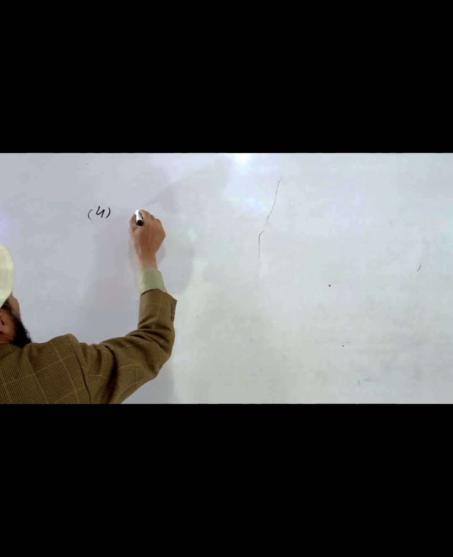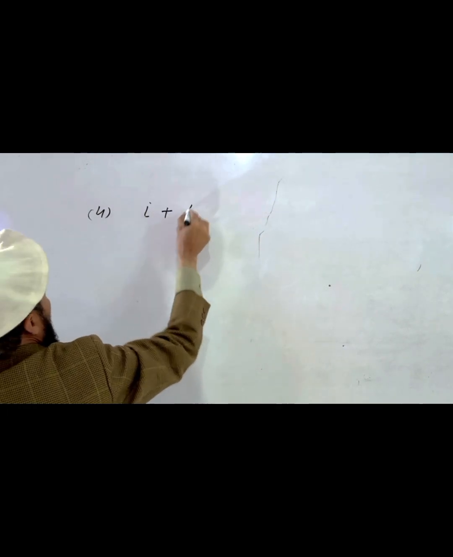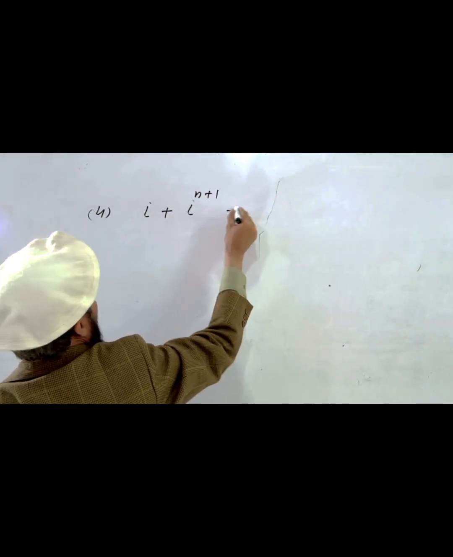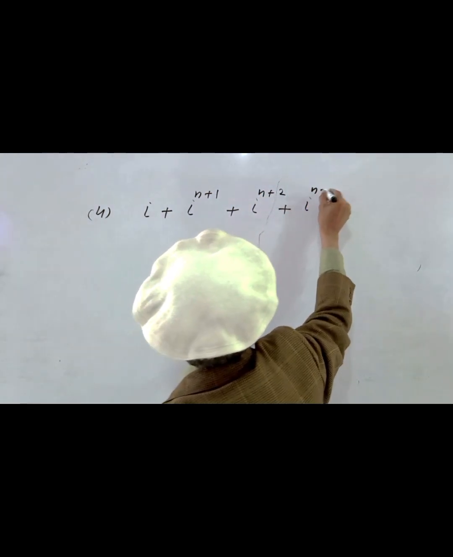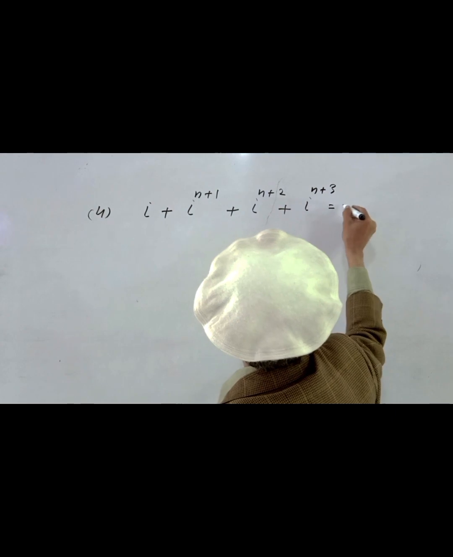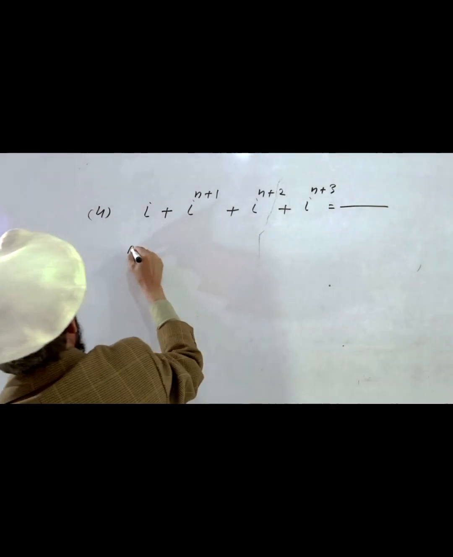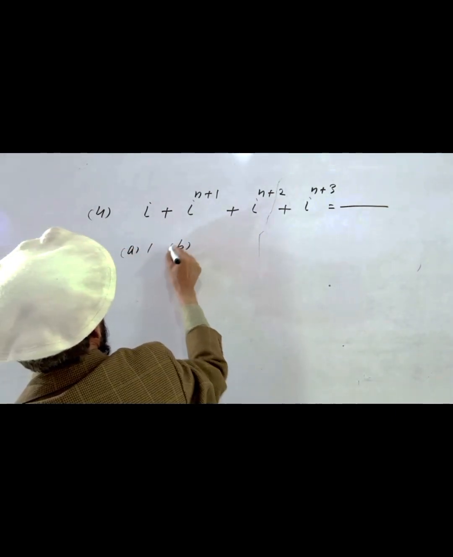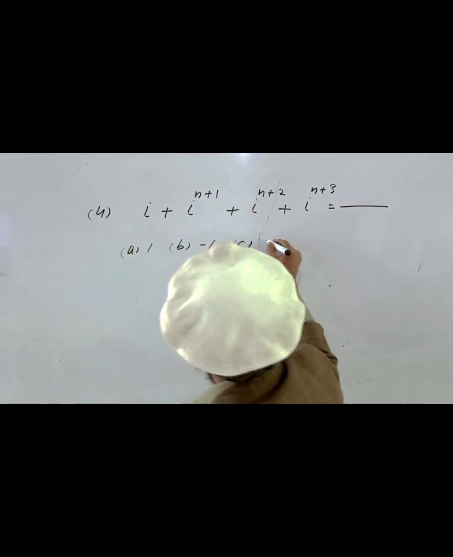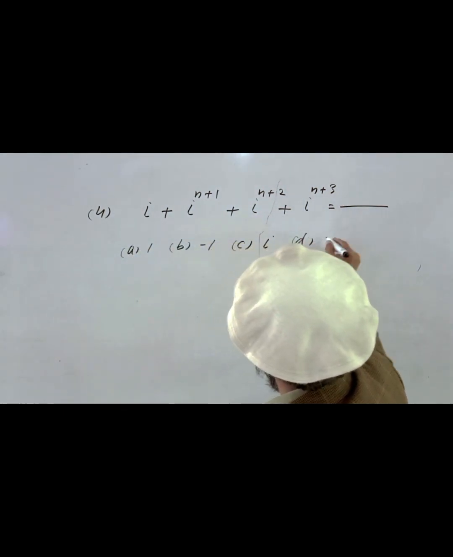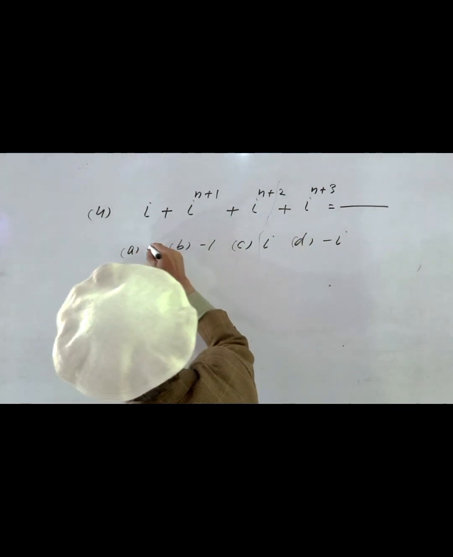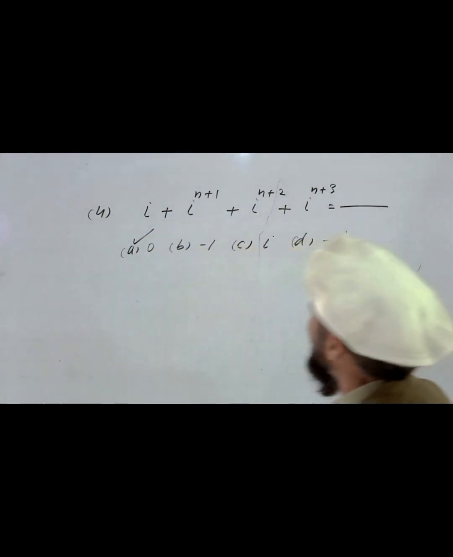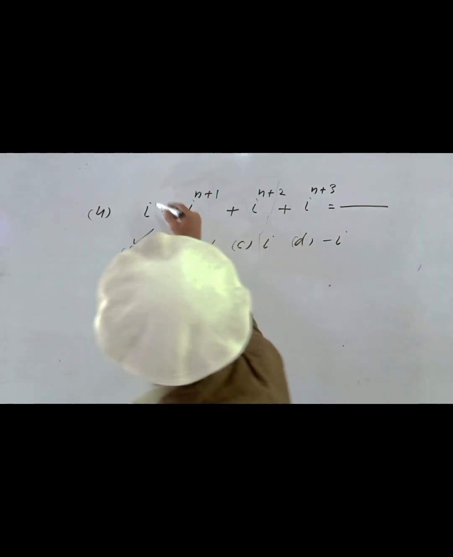Next question. If we write iota power n plus 1 plus iota power n plus 2 plus iota power n plus 3, what will the result be equal to? A) 1, B) minus 1, C) iota, D) minus iota. So the result will be equal to 0. Look here, iota power n.